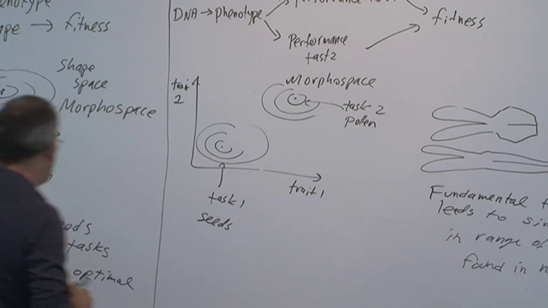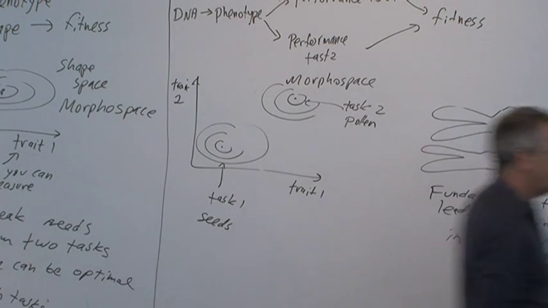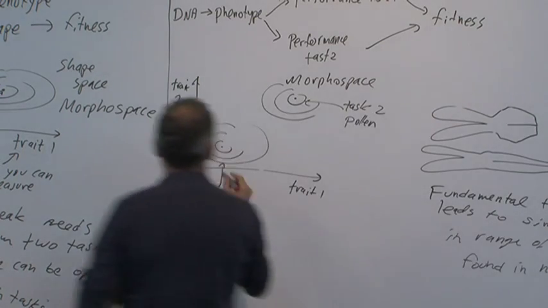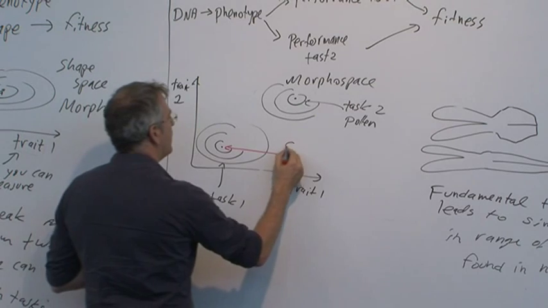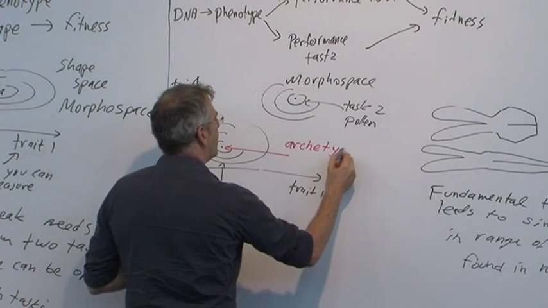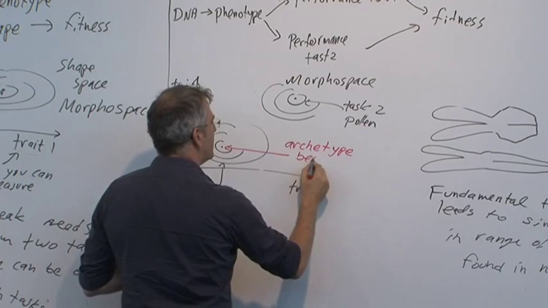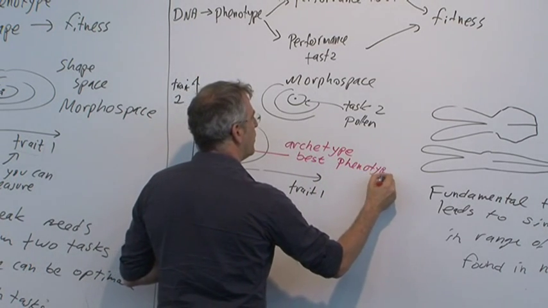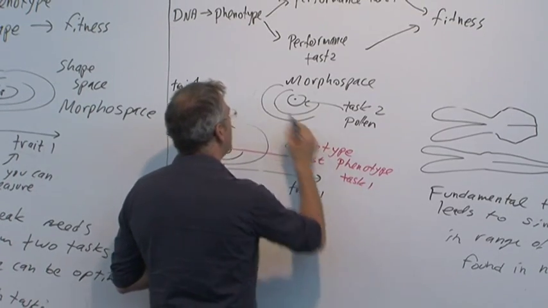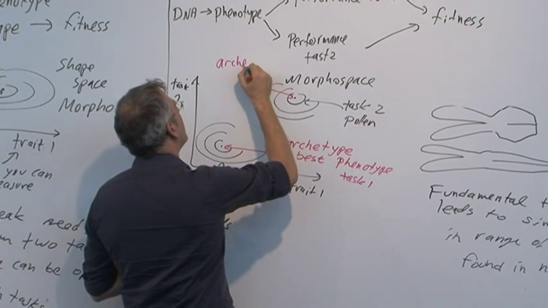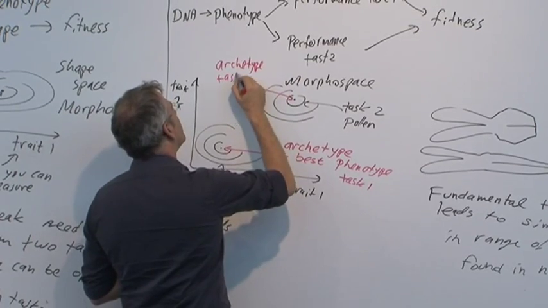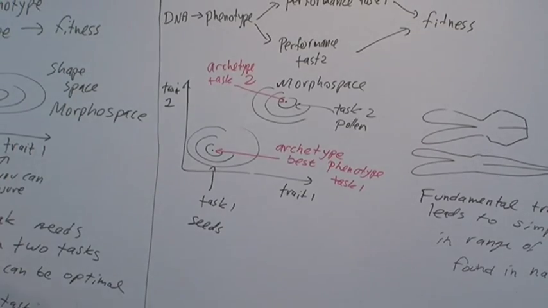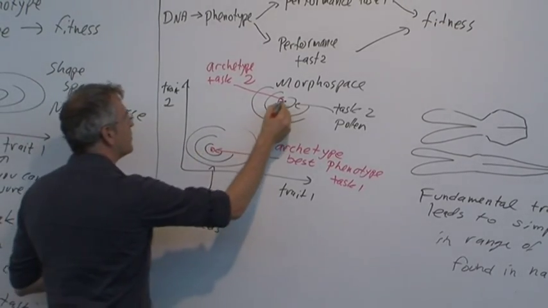and we're going to call the peaks of these performance functions the archetype, which is the best phenotype for task 1. And this is the archetype for task 2. So these maxima of the performance functions, we call them archetypes.